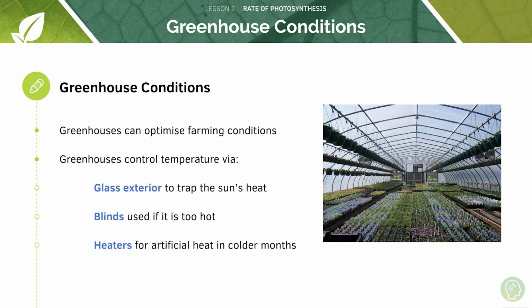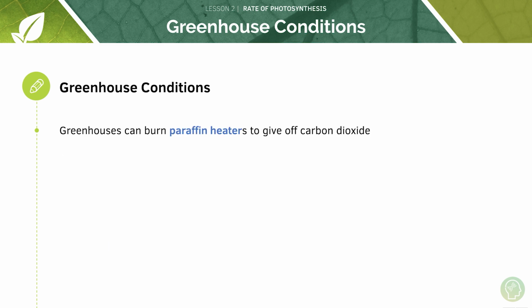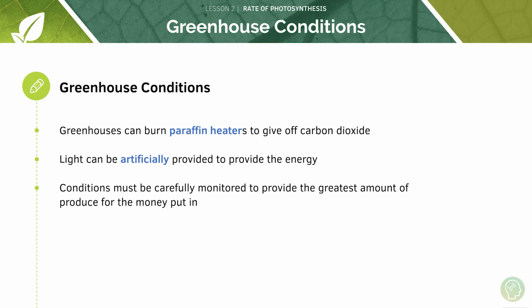Because remember, we want to regulate our temperatures so that it's at its optimum in order for photosynthesis to take place. And we also want to control the other limiting factors for photosynthesis. So think back to those graphs we had a look at earlier on. Apart from temperature, we also looked at the effect of carbon dioxide concentration. And greenhouses can indeed burn paraffin heaters to give off carbon dioxide and therefore control carbon dioxide concentrations within that environment. Also, we had a look at how light intensity can affect the rate of photosynthesis. So light can be artificially provided to provide the energy required for the photosynthesis reaction.